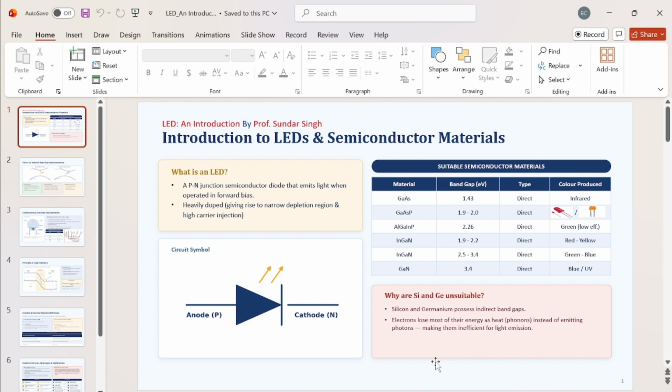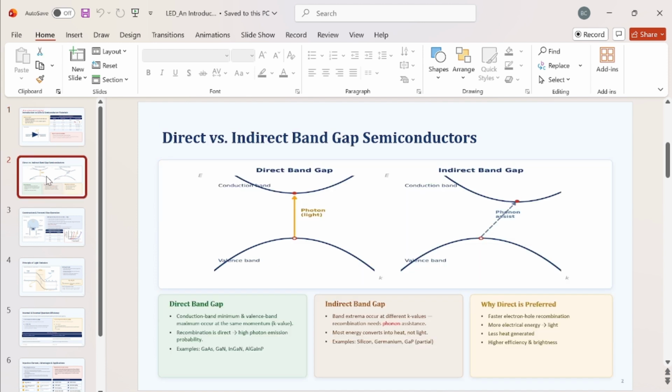In the next slide we will see that silicon and germanium are basically indirect band gap semiconductors. In the case of indirect band gap semiconductors, most of the loss of the electron's energy during the transition from the conduction band to the valence band is emitted as heat. Very little light is emitted. Because of that, the efficiency of light emitting diodes made of silicon and germanium will be very low, and because of that we do not prefer silicon and germanium for the construction of light emitting diodes.